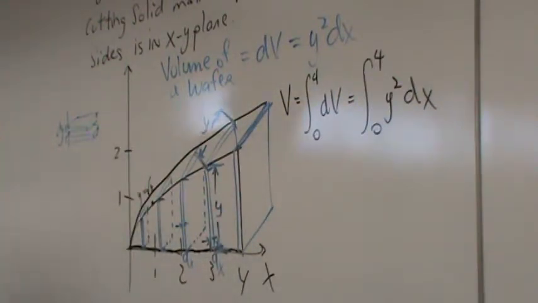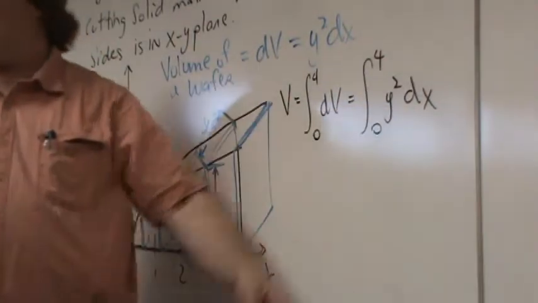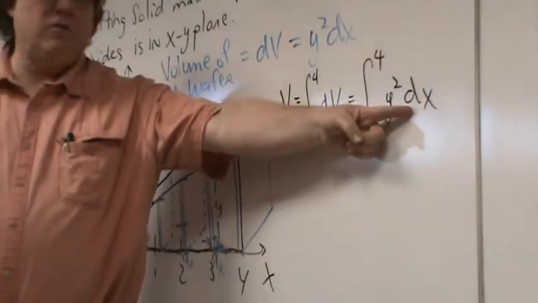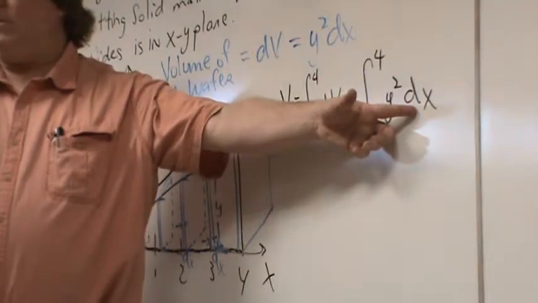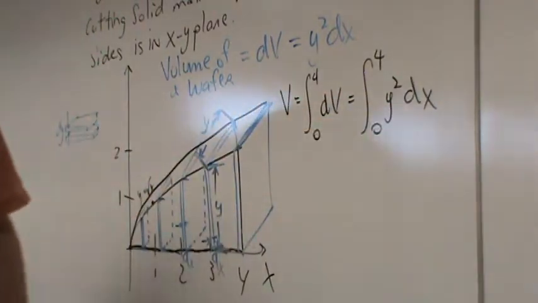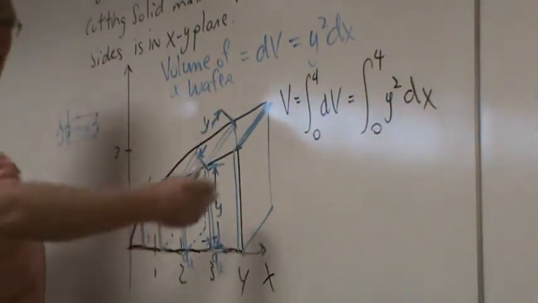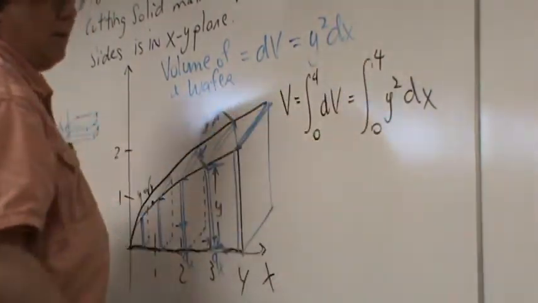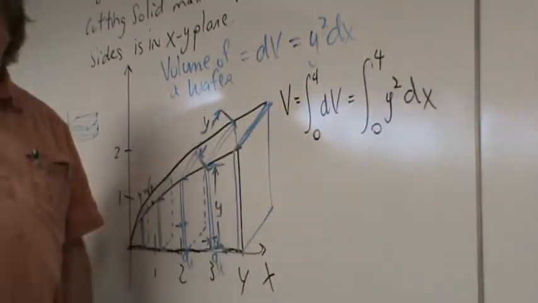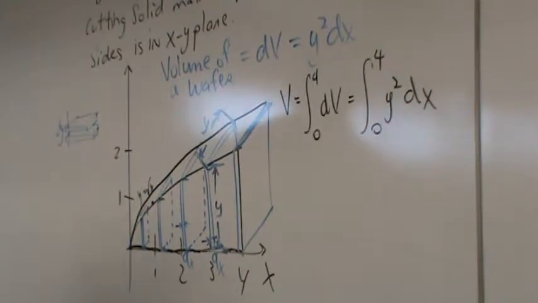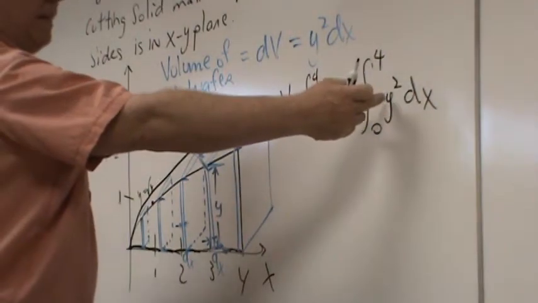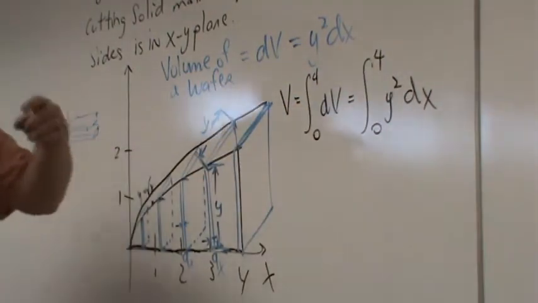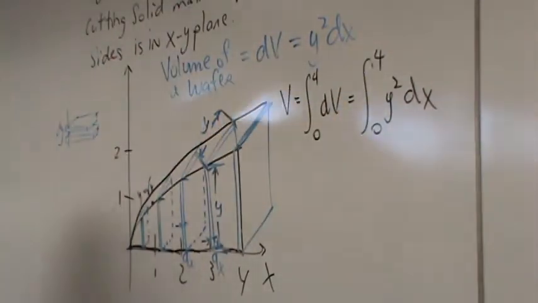And then there's finally one more step. I'm in dx land. My integral is in dx land. I'm doing everything with respect to x. My bounds of the integral have to be with respect to x, and my integrand has to be with respect to x. So I can't do this integral. I can't integrate y squared dx. This guy's got to be x's.